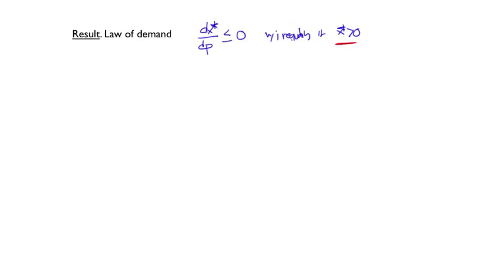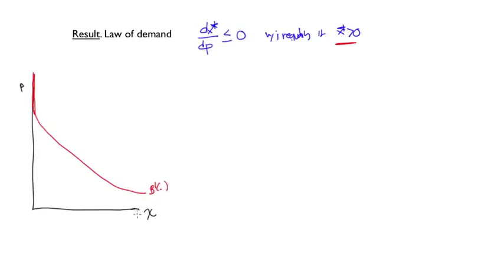And I want to prove this to you, and I'm going to do it in two different ways. First, I'm going to do it graphically. That may be more intuitive for some of you. Remember that the demand function may look something like this. It's determined by the marginal benefit function. And we know that the marginal benefit function, as x goes down, is going to be increasing by the assumption on the second derivative.